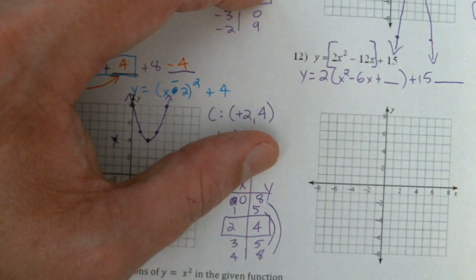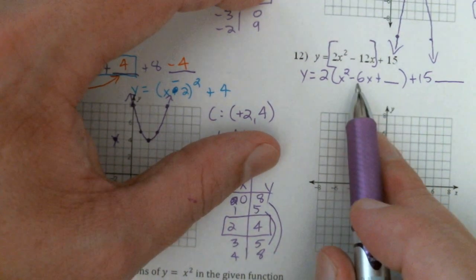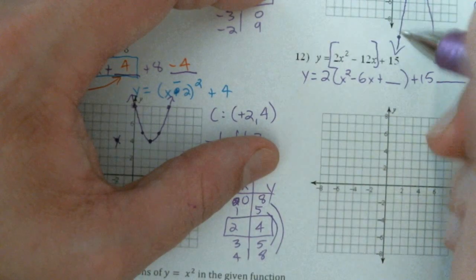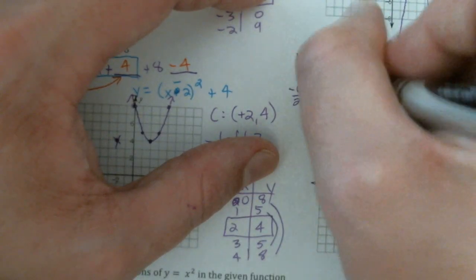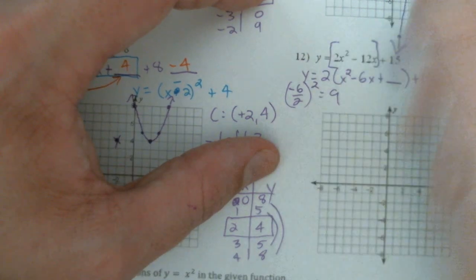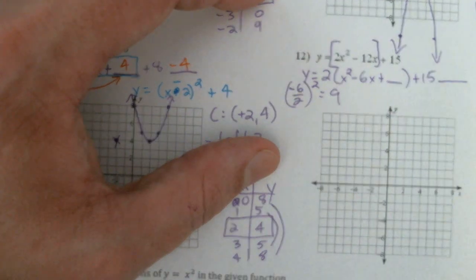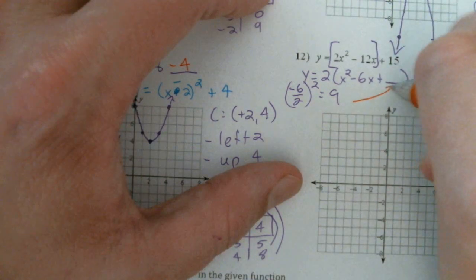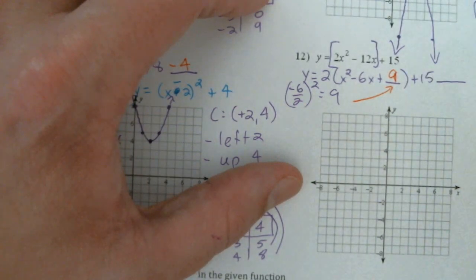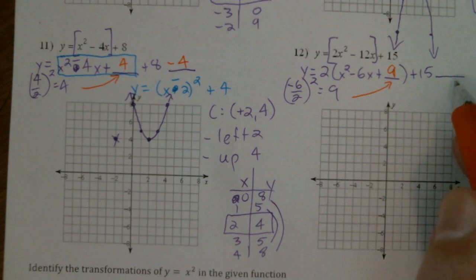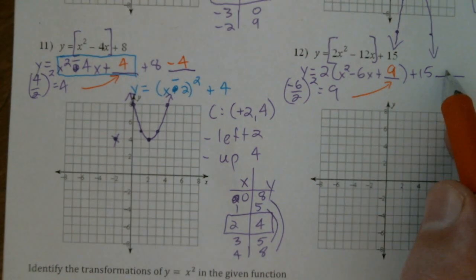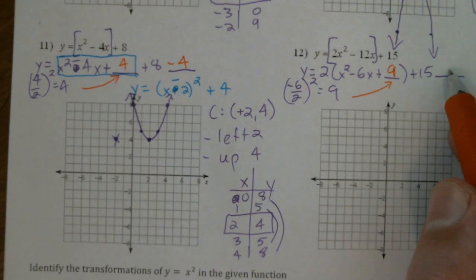Okay, how do you complete the square? Half of b, squared. Half of negative 6 is negative 3, negative 3 squared is 9. So I will put in a 9 here. Now normally you say, okay, I put 9 bricks on the right, I've got to take away 9 bricks. I have to put a negative 9 over here to offset that.